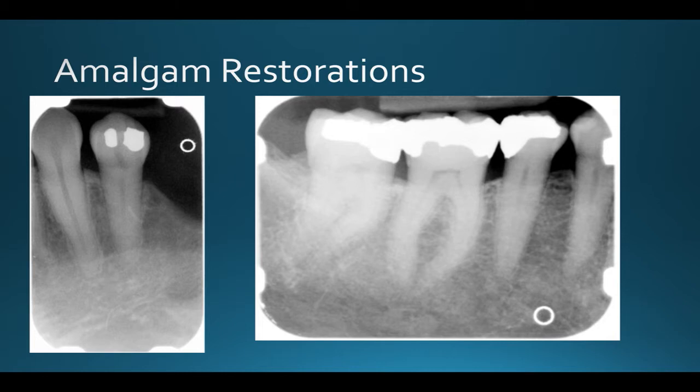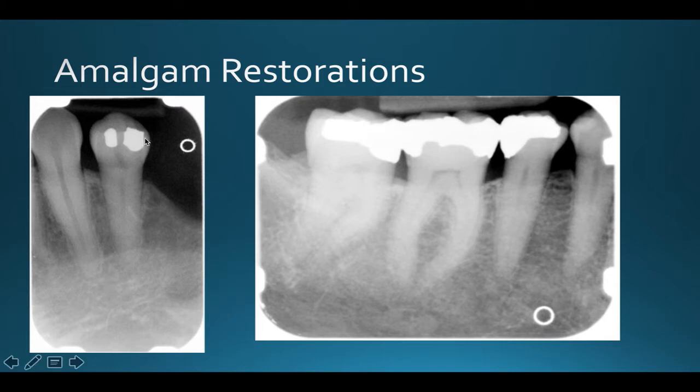Next we have amalgam restorations. Our amalgam restorations are going to appear very radiopaque. So if you see something that's bright, bright white with jagged margins, you can assume it's an amalgam. A one surface amalgam restoration will appear as a distinct, small, round radiopacity, whereas larger two or three surface amalgams are going to appear radiopaque and are characterized by their irregular outlines or borders.